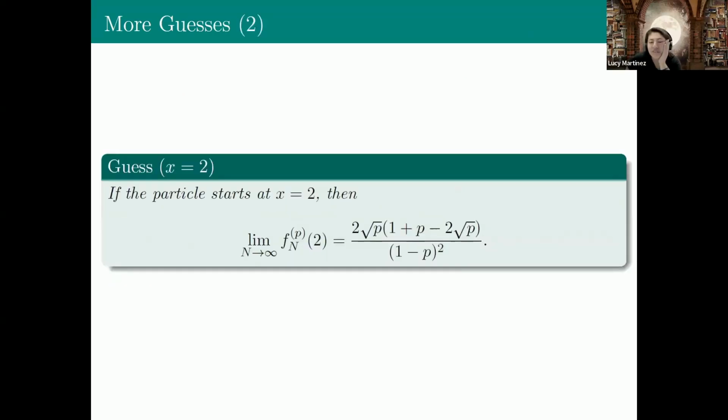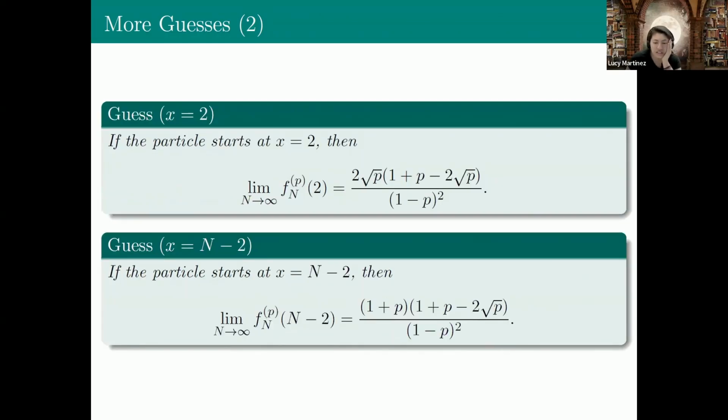Okay, so for the next guess, using Maple, the particle starts at x equals 2. This was the expression. So far here, we still see that 1 minus p factor in the numerator, but this one is squared. And we do still see square root of p at the top. But so far, there's no way of telling how the expressions from x equal to 1 to x equal to 2 are related.